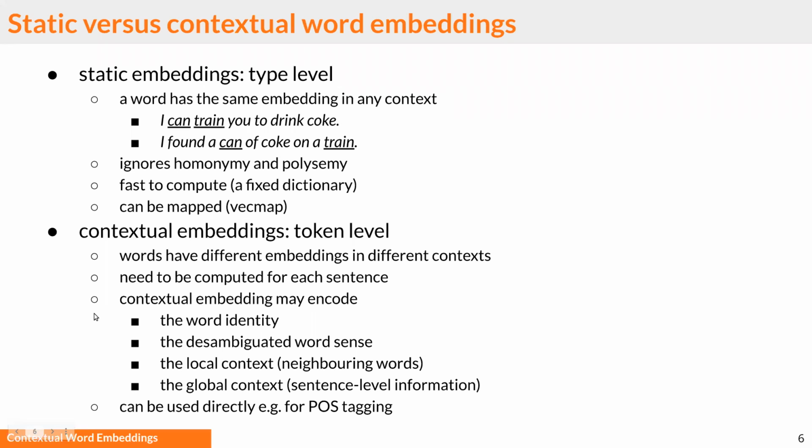But for a word with a fixed meaning, the contextual embeddings will still be very similar across different contexts of the word, because they still mostly capture the identity of the word, or the word sense. But you can recover the local context from it to some extent. So it depends on the neighboring word, and it also contains some information about the global context. So some sentence level stuff.